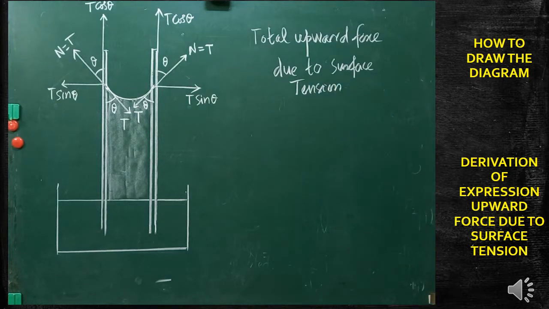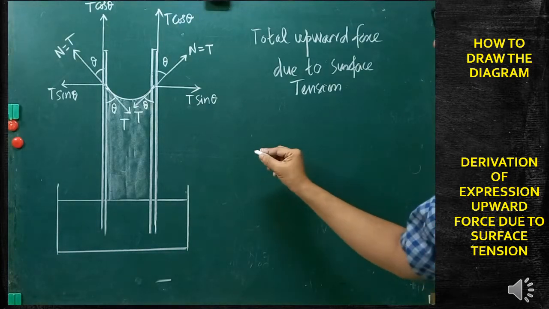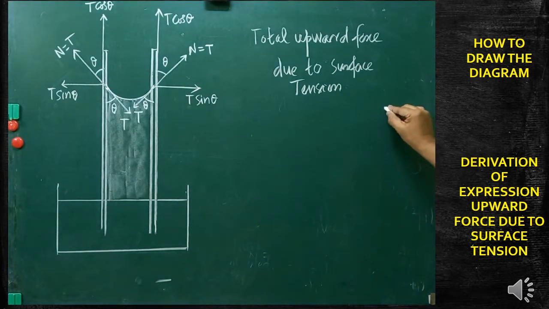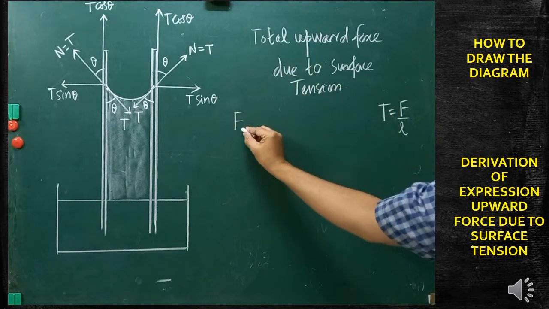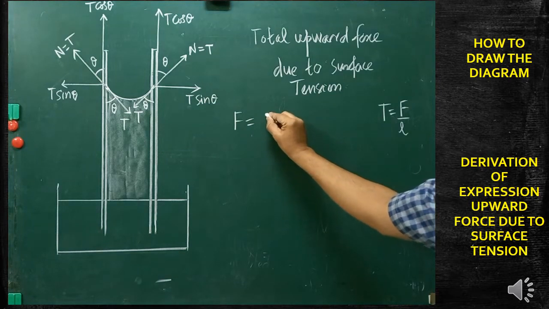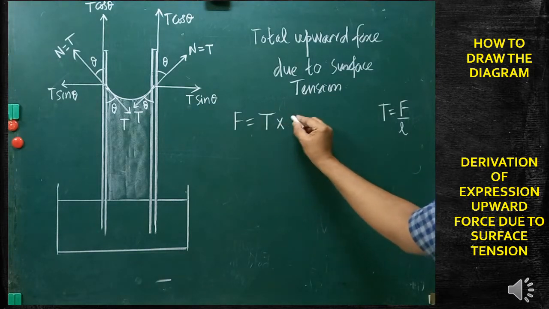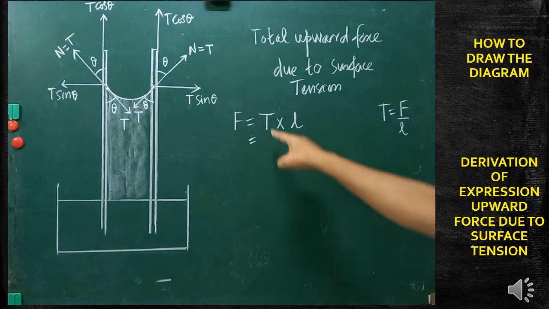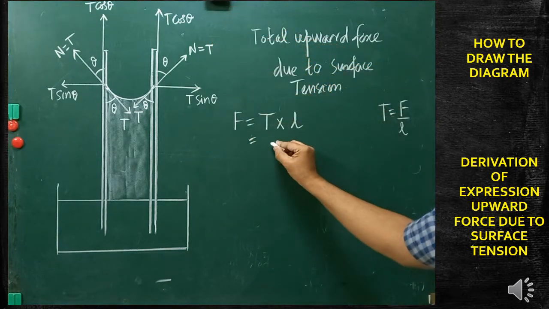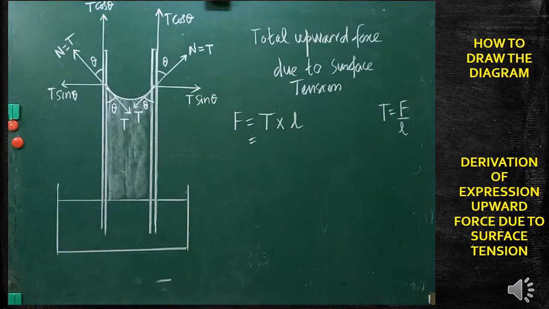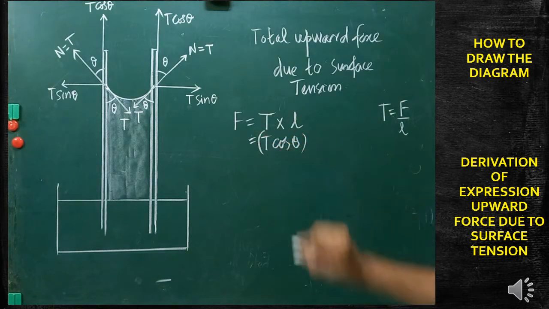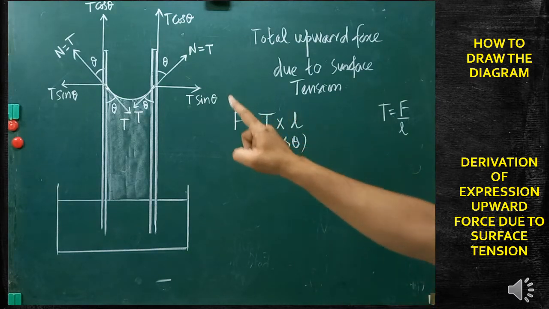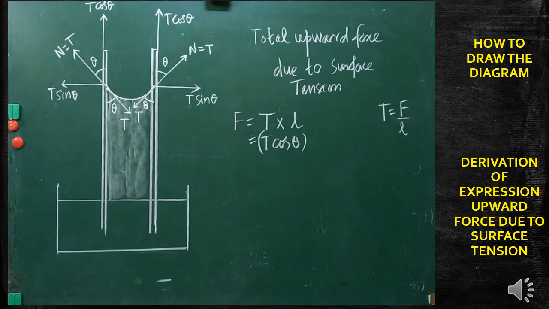How to calculate total upward force? Very simple. Are you clear? Here, already in the beginning itself we have learned that surface tension is nothing but force per unit length. So force due to surface tension, that is upward force due to surface tension, is equal to surface tension into length. Here T is in the form of T cos theta. Therefore instead of T, we can write T cos theta. Are you clear?